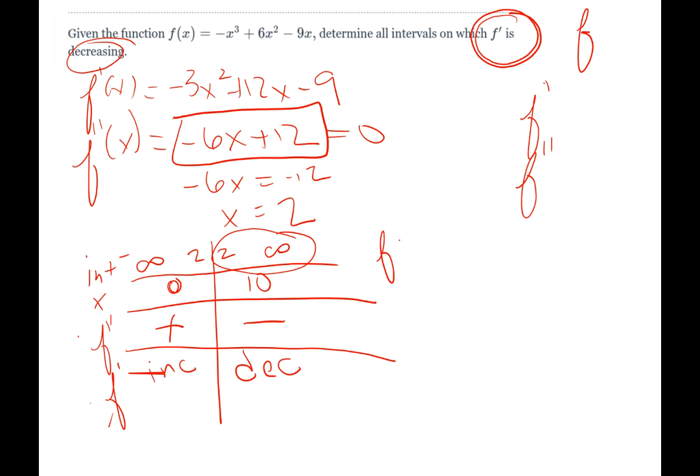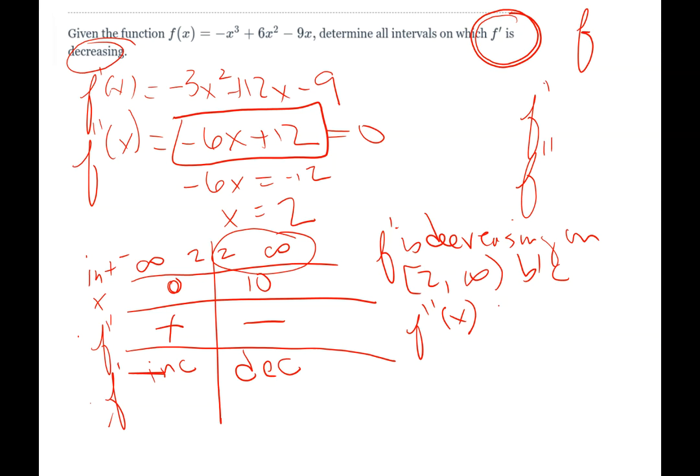So we would say f prime is decreasing on the interval from 2 to infinity because f double prime, instead of writing f prime, is less than 0 on this interval.